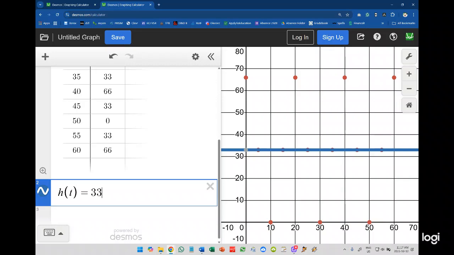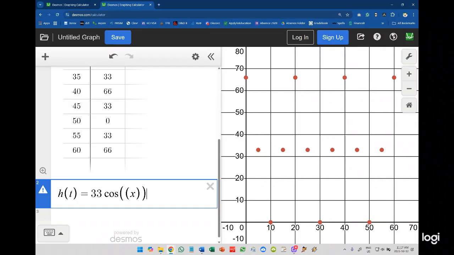Okay, what else do we know? Well, we know it's a cosine function. I'll do the double bracket around the x. I know the midpoint of the function is 33 above the ground, so I can put plus 33 over here. Oh, I got to change my x to a t because I said this was a height at t function. I also know that the pattern repeats itself every 20 seconds, so I can put 360 over 20.